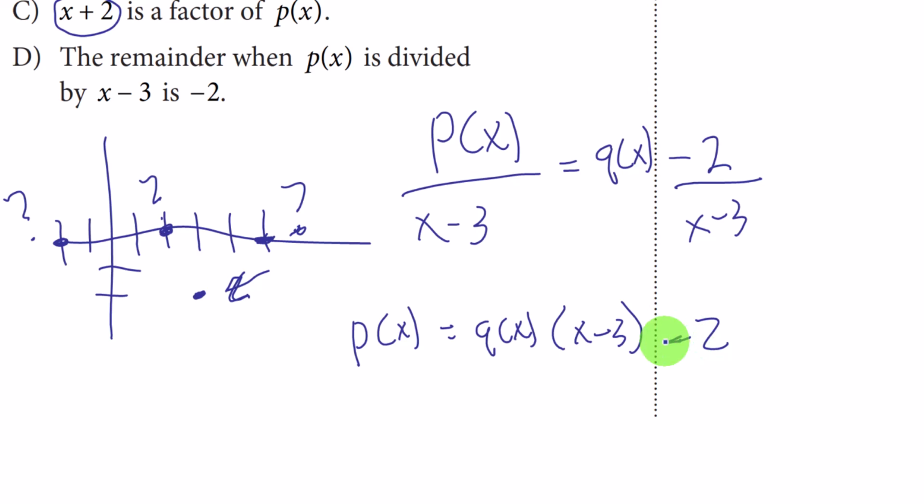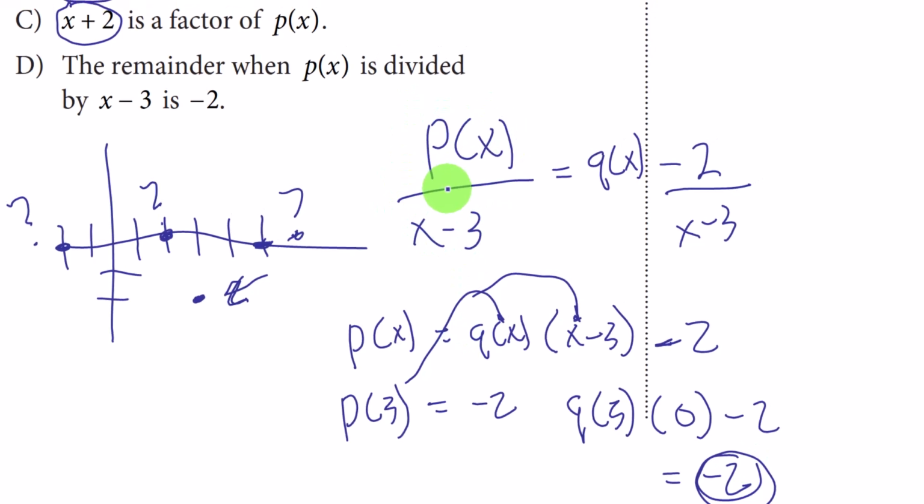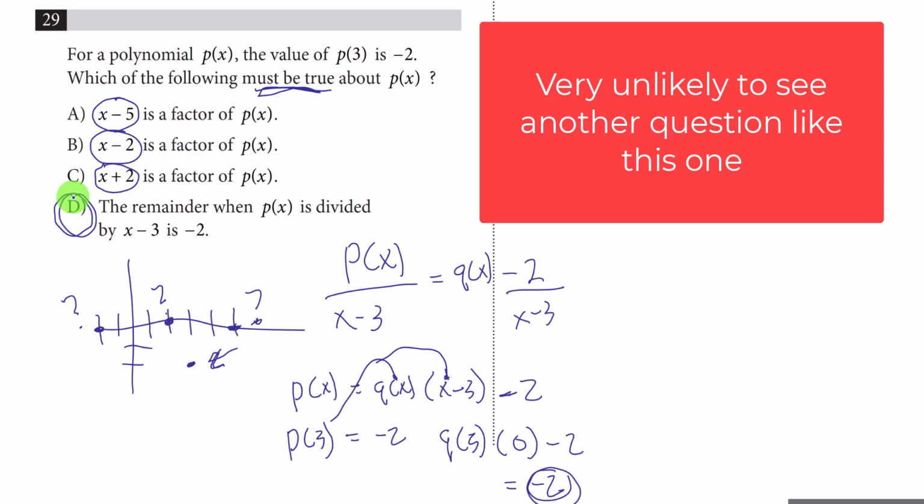And we're going to go ahead and substitute the only value we have, which is p of 3. So p of 3, as we know, is equal to -2. And we're putting in the 3 in for q of x and for that. So this here, the x minus 3, turns into 0. So you got q of 3 times 0 minus 2, which just leaves you with -2. So in fact, the remainder is -2 when you divide the whole polynomial p of x by x minus 3. So the answer is D. Very strange question. I have not seen another one like that.